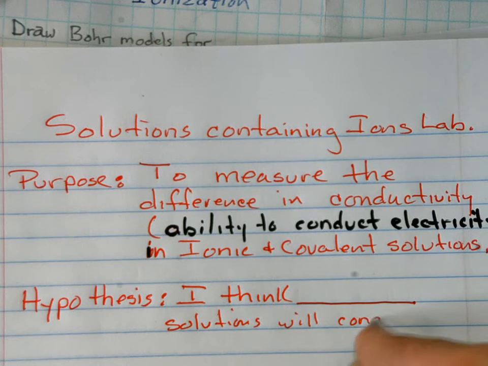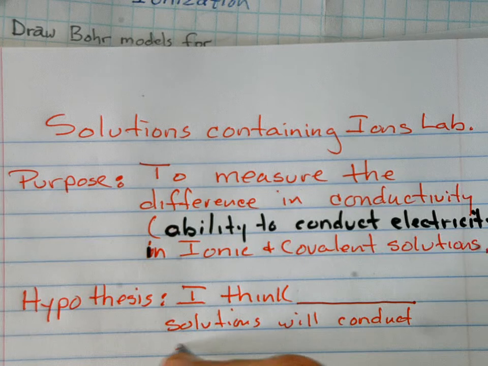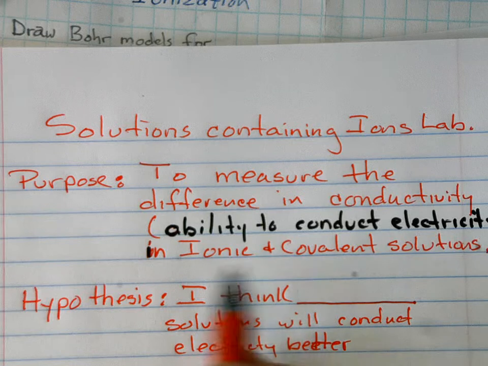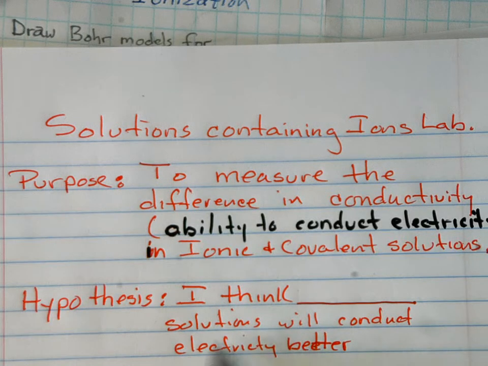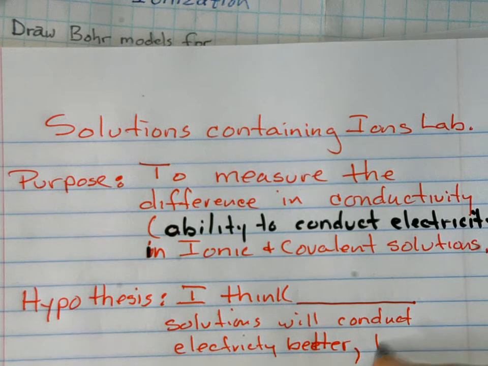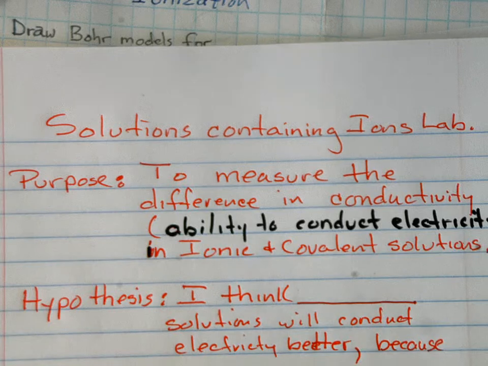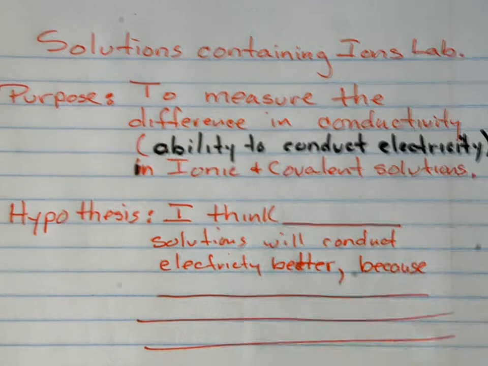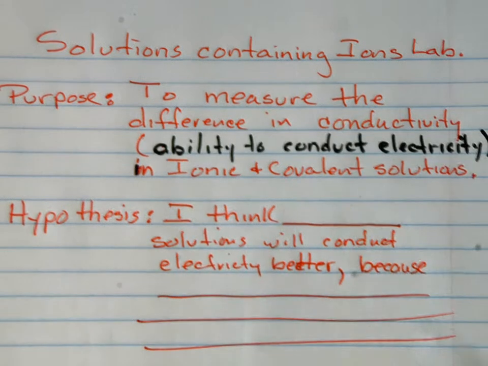Will conduct electricity better, B-E-T-T-E-R. So you're going to decide which one of those you think it's going to be. I think these solutions will conduct electricity better, comma, because, and then you're going to write out why you think. I'm going to give you a moment to talk with your group members. What do you think, is it ionic solutions or covalent solutions?